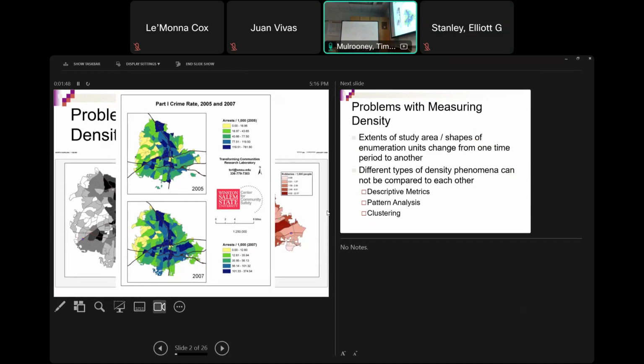Now we're starting to collect data for these places right here, and these places in the northwest corner for Winston-Salem that we didn't collect previously. So how do we do this change detection?